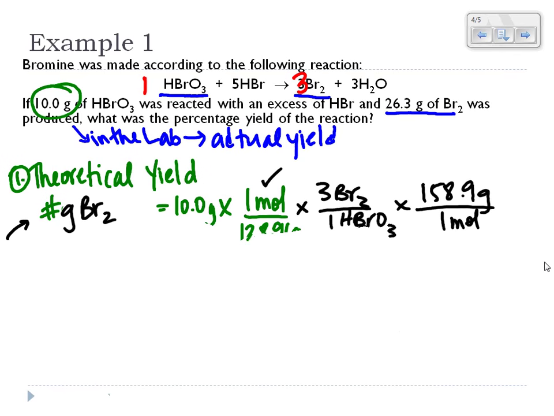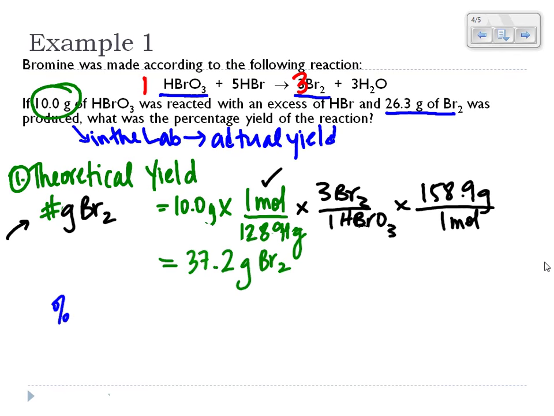So this was 128.91 grams. Okay, so I can do that whole thing. So 10 divided by 128.91 times 3 times 158.9, I get 37.18. I'm going to go back and use three significant figures. So 37.2 grams of Br2 is what I end up with. So now let's calculate that percentage yield.